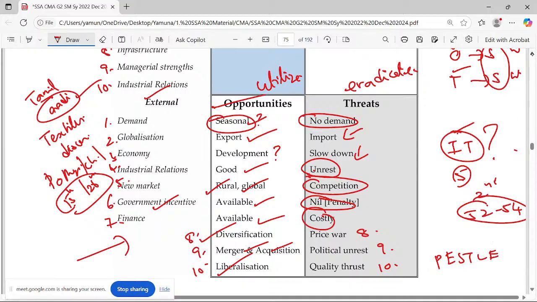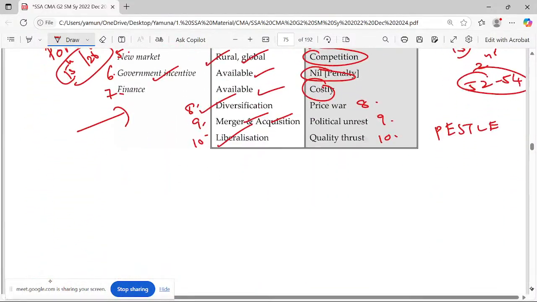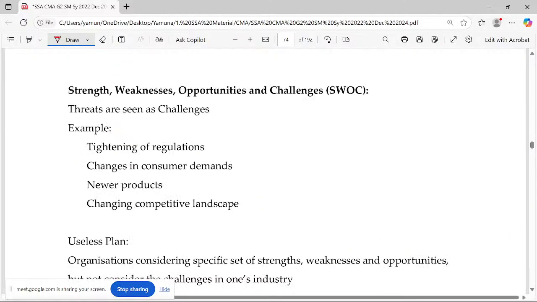If you go for strength and weakness, it's directly associated with my company. So all these terms will be associated with your costing and OM. So that's about strength and weakness. Let me finish off the content. It's actually a very small topic.